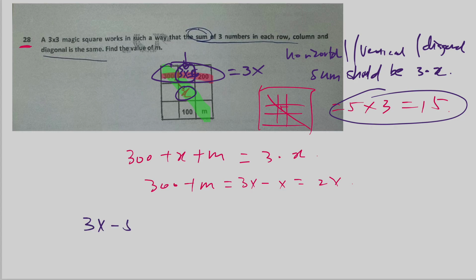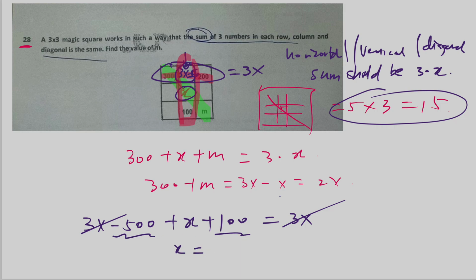So 3x minus 500. Now I'm going to look at the vertical sum. The vertical sum is 3x minus 500 plus x plus 100, and the vertical sum is also 3x. So you can solve this by cancelling 3x on both sides, and you have an x here, and you bring this over, then you get minus 100 plus the 500, so x should be 400.